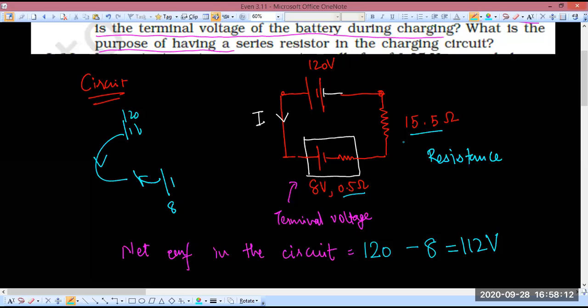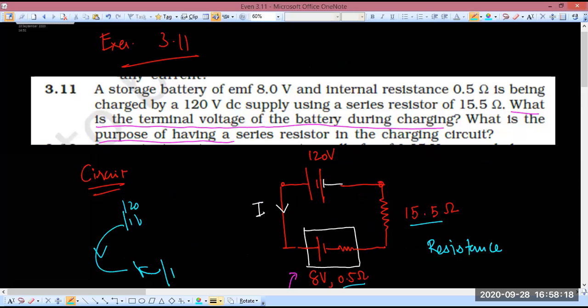How do we know that we have to find terminal voltage of the 8 volt battery? Himani, that is written in the question. Read the question carefully. Storage battery of 8 volt, right? And the other one they are calling a supply. I hope you see the name, right? If both would have been called battery, then it would be confusing, right?